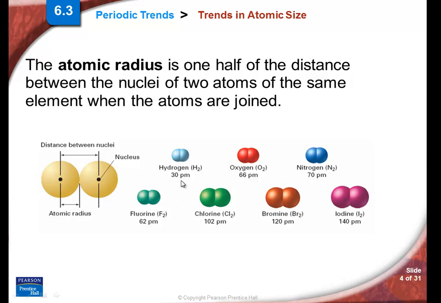Okay, and so you can see that there's quite a variation in atomic radius. Hydrogen is very small, 30 picometers, all the way to iodine, 140 picometers. So now we understand how atomic radii can be measured, and how we define it.